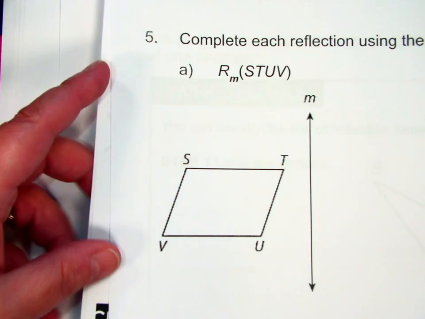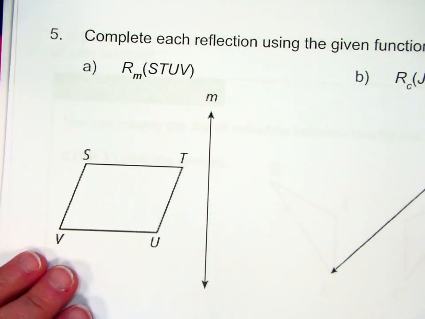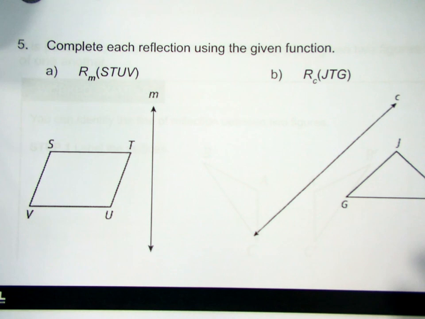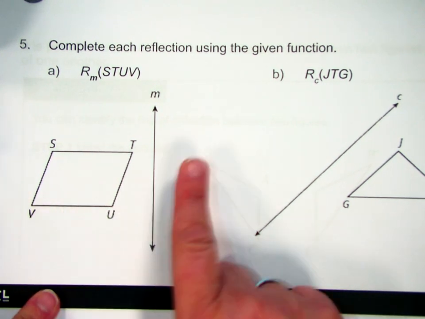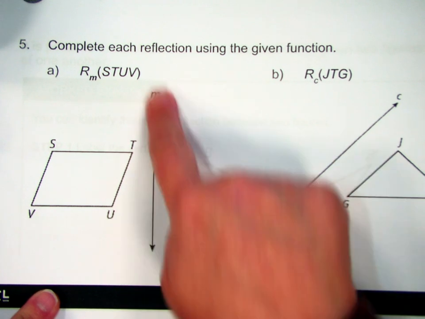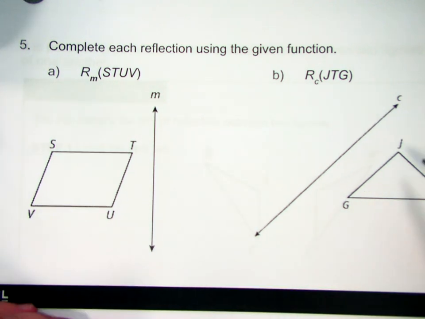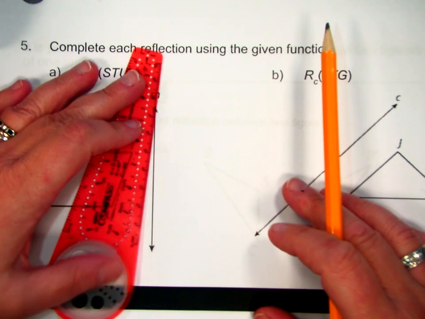Okay, in your packet, go to and find these two problems. Let me zoom out just a little bit so you can see them. Okay, so in this case, we are going to reflect this quadrilateral, this parallelogram, over the line M. All we're going to do is do perpendicular bisectors. Same thing with the triangle. We did a triangle one, so we're just going to do this one so that you can see the difference.